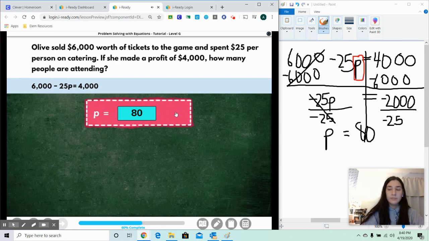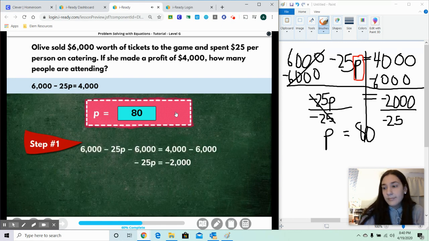Right on. After subtracting 6,000 from both sides of the equation, you didn't forget to keep the minus sign in front of 25p.